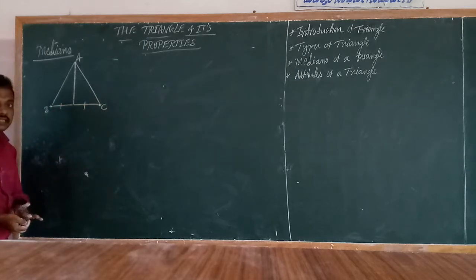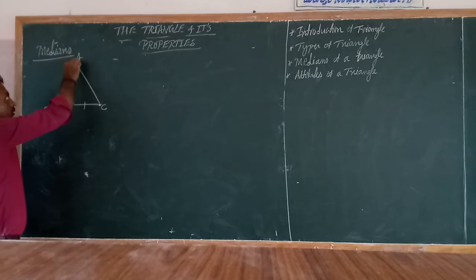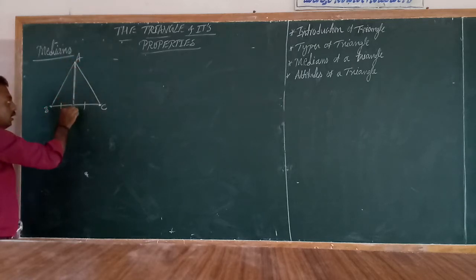The opposite side is divided into two parts, or bisected. Okay. So this is called as median. This is called as median. What is that? AD. AD is called as median.